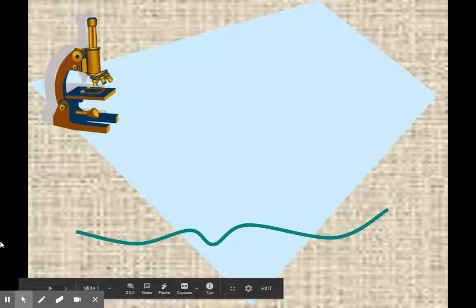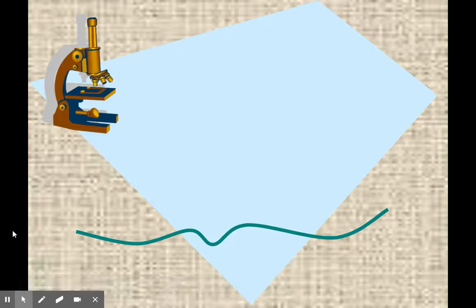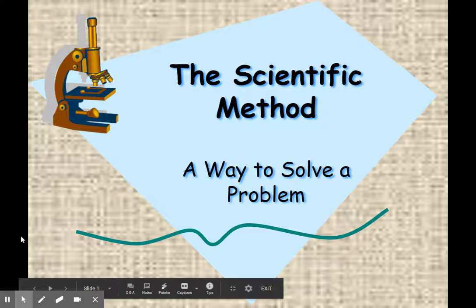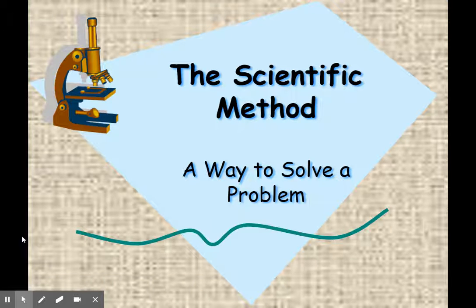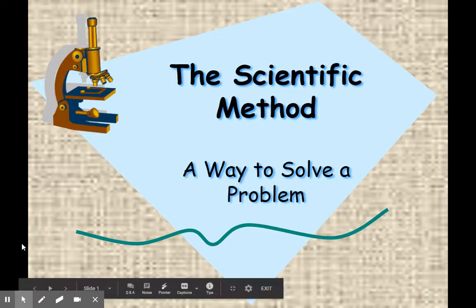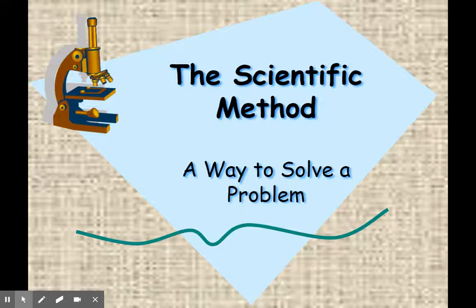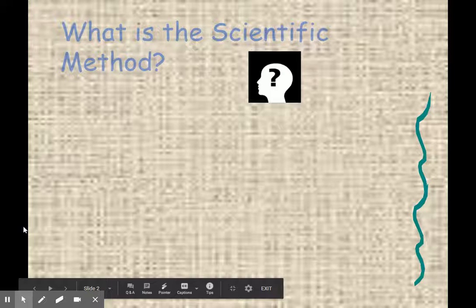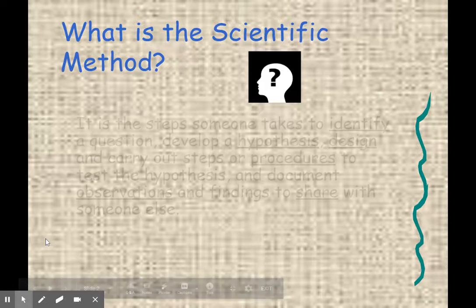All right, guys, today we are, for science, going to go through a presentation, and it is all about the scientific method. The scientific method is a way to solve a problem. It's something that you may have studied in the past in a different grade level, and so we'll probably do some different things with it and dig deeper into it in sixth grade.